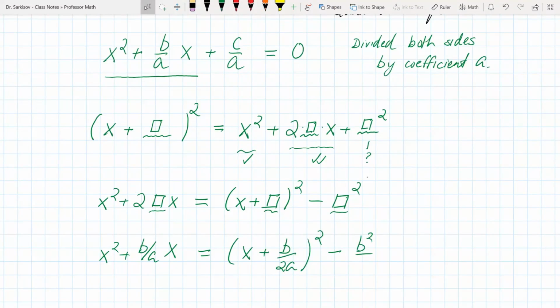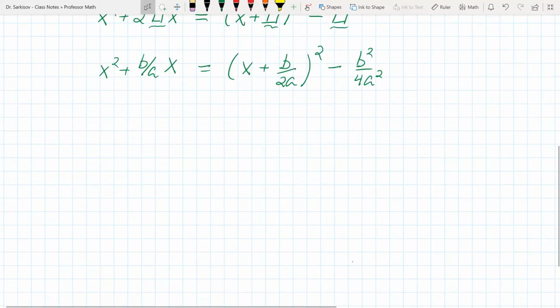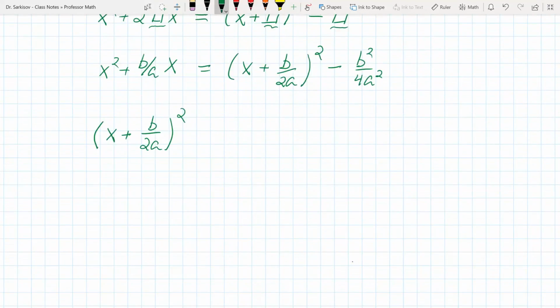What's 2a times 2a? It's 4a squared, right? Okay. So that is exactly another way of writing x squared plus b over a x. So let's write it that way, as in we have completed the square, and we get x plus b over 2a, all that squared, minus b squared over 4a squared.